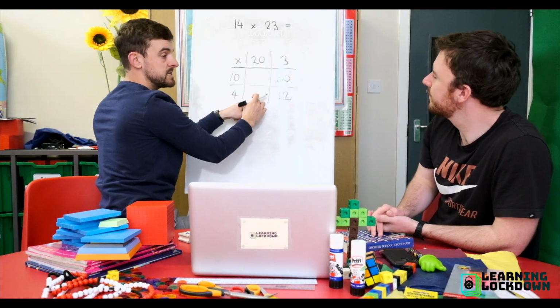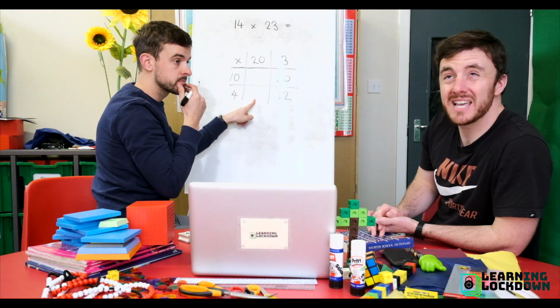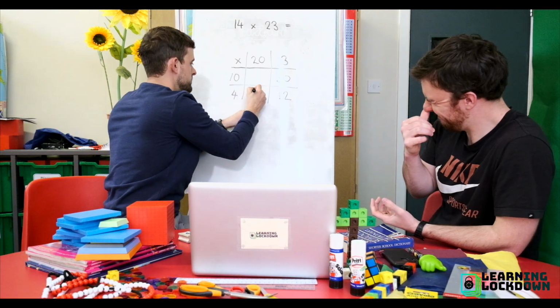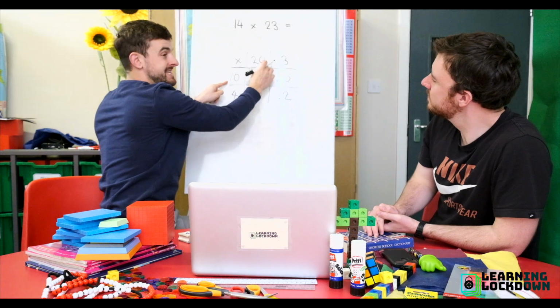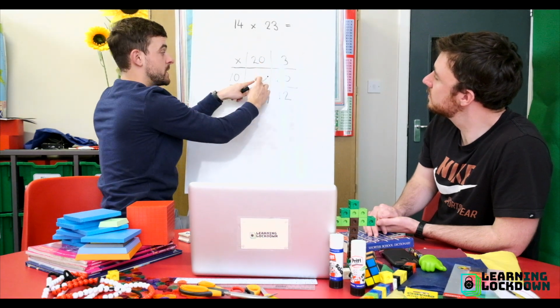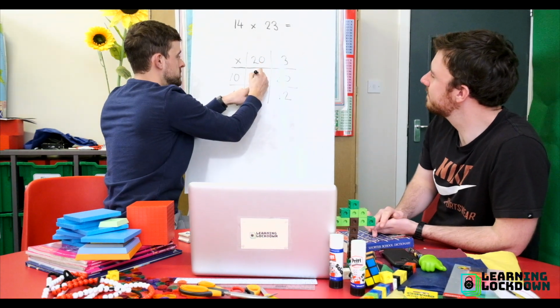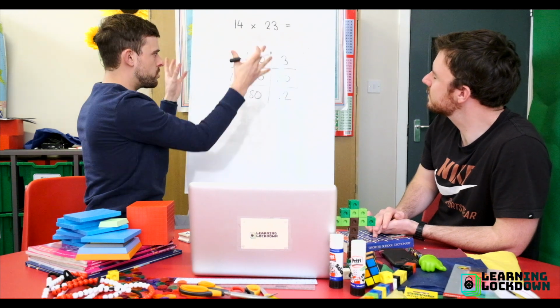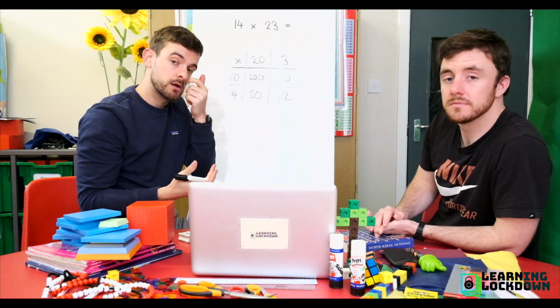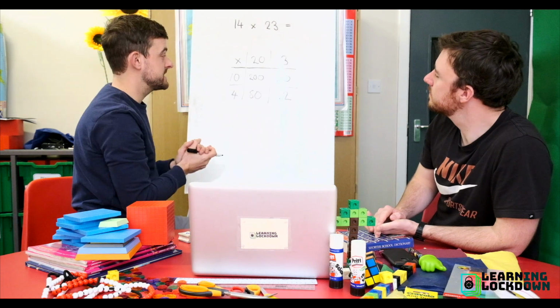4 times by 20. Might need to use an if I know. 4 times 2 is 8, so 80. And you use a 10 times 10 before to figure out 10 times 20 is 200. So we've multiplied all our parts together, a bit like we did with our column multiplication, but it's just laid out a bit differently.